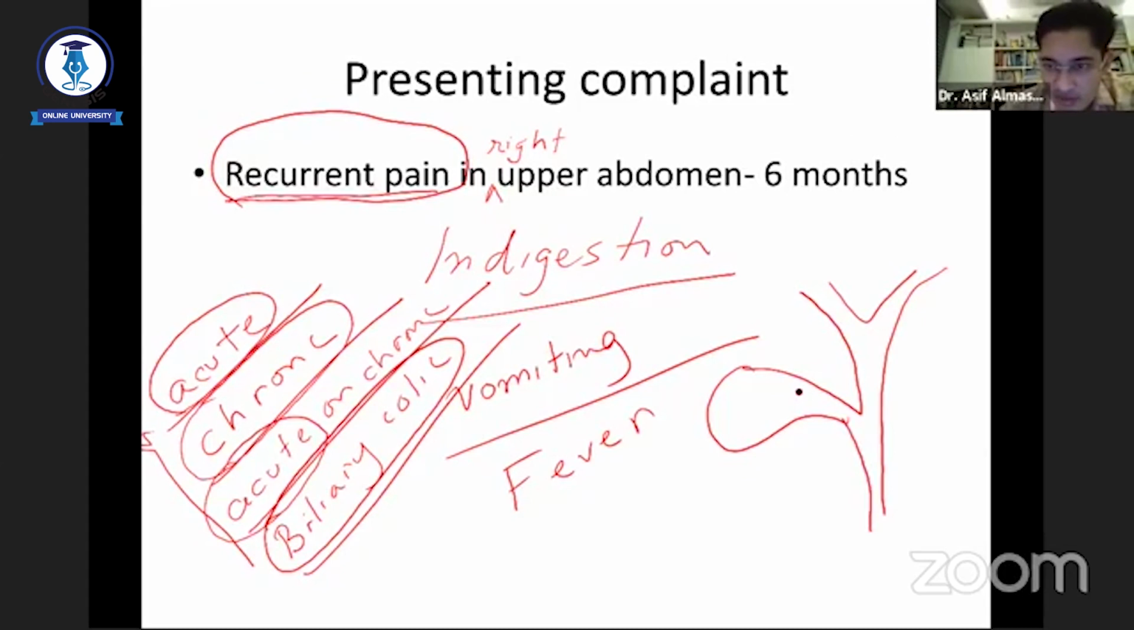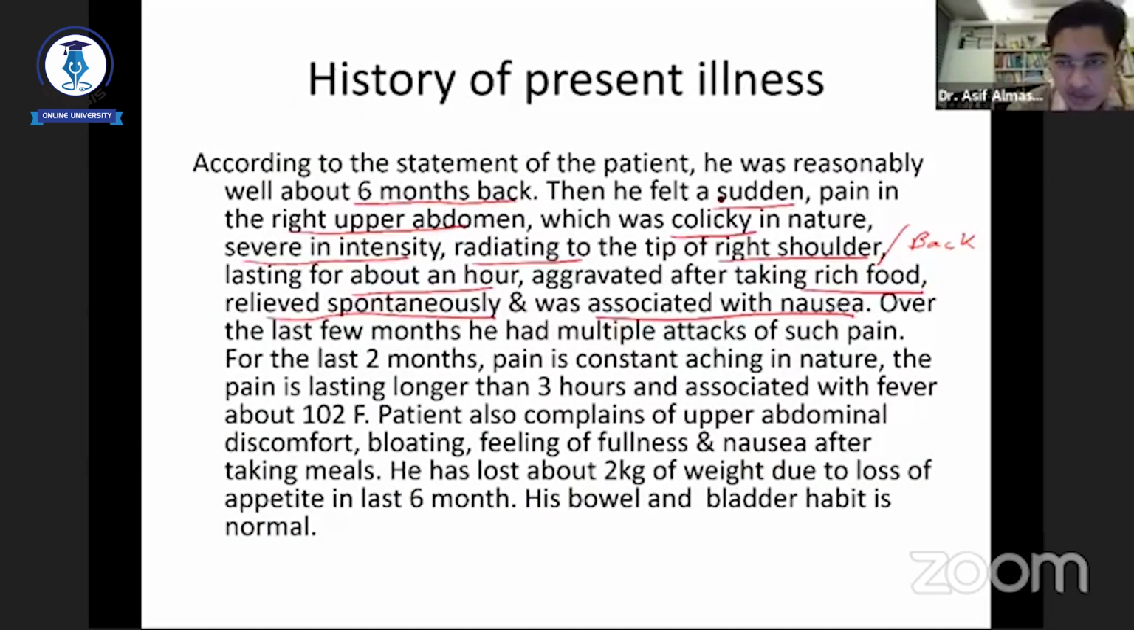What happens is the stone gets stuck in the Hartmann's pouch the first time, and there is severe contraction of the gallbladder trying to expel its bile, but the gallbladder fails, and there is severe colicky pain at this time. But as there is no inflammation, usually there is no fever, but the patient definitely may have nausea and vomiting. And it is usually relieved spontaneously.